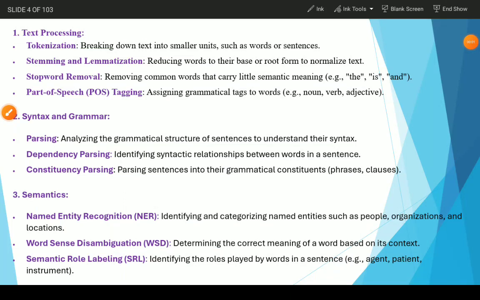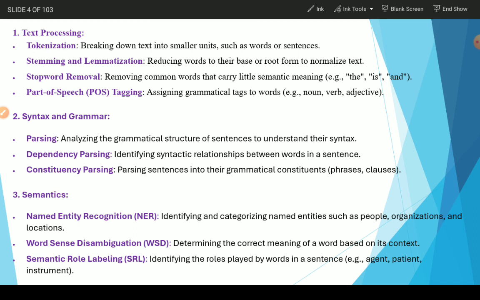In this particular part, we will be discussing text processing. It's mentioned over here as tokenization: breaking down text into smaller units such as words or sentences. Stemming and lemmatization: reducing words to their base or root form to normalize text. Stop word removal: removing common words that carry little semantic meaning, for example the, is, and. Parts of speech tagging: assigning grammatical tags to words, for example noun, verb, adjective.